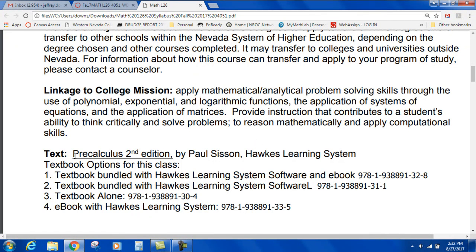Our textbook will be Pre-Calculus 2nd edition by Paul Sison from Hawkes Learning System. You have choices. You can get the book with the software and ebooks. If you want to do online homework, you'll need that software. You can get the book with just the software. And now it's just access to the site, because we don't do the downloads anymore. You just go to the site and log into the system. You can get the book alone or get the access alone. So there are options there.